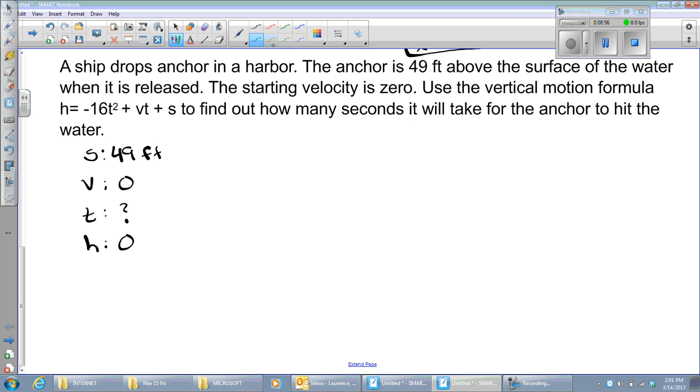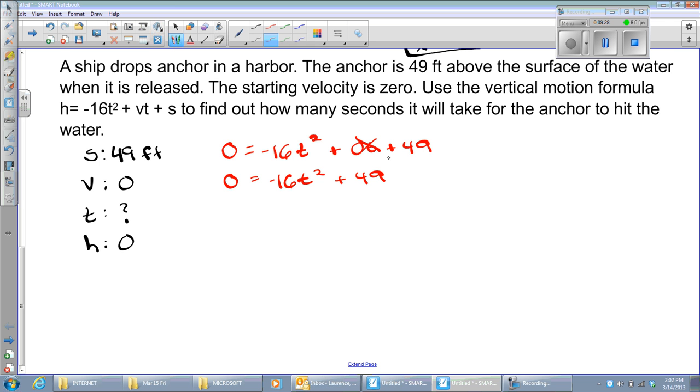Okay, so we're going to plug in our numbers we know. So we know 0 equals negative 16 t squared plus 0 times t plus 49. So this 0t just goes away. So we are left with 0 equals negative 16 t squared plus 49.